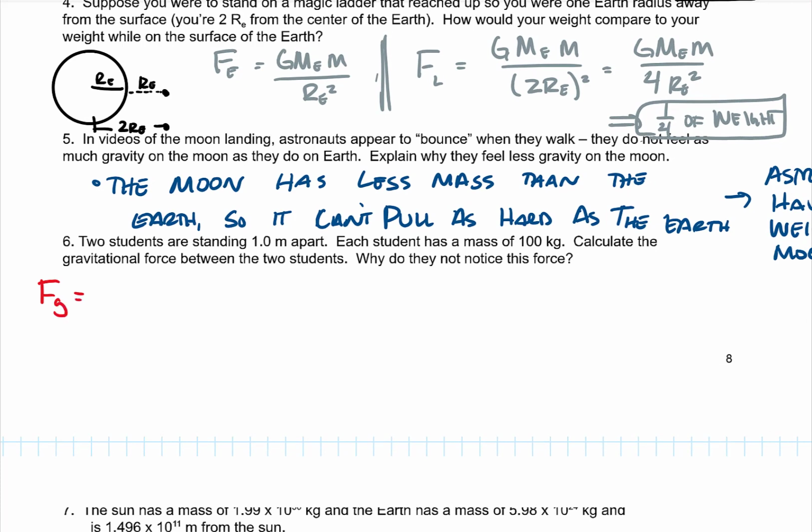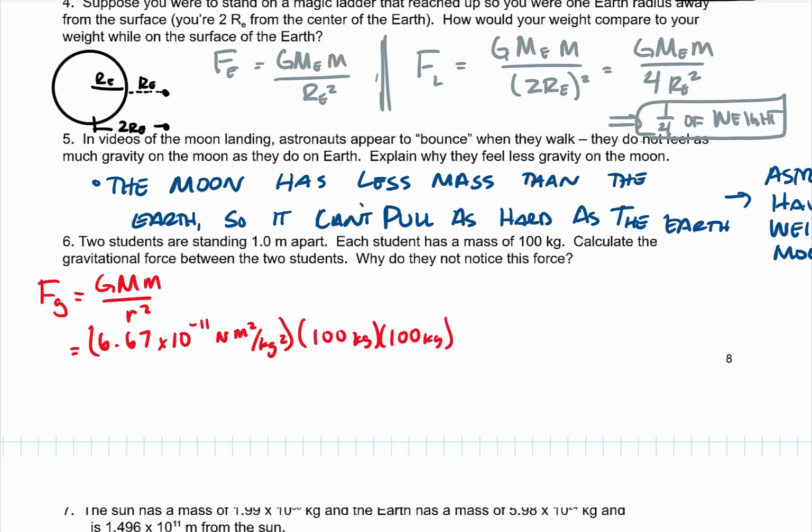To calculate any gravitational force, we're going to do G times m1 m2 over the distance separating those masses squared. G is a number. That number is 6.67 times 10 to the negative 11th newton meters squared per kilogram squared, times one of the masses, 100 kilograms, times the other mass, 100 kilograms, divided by the radius, 1 meter squared.